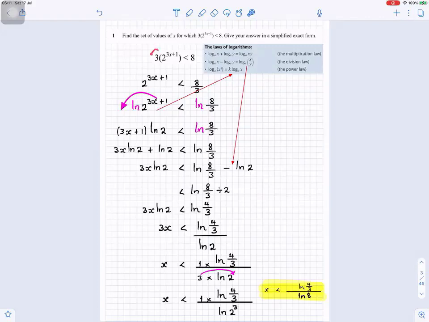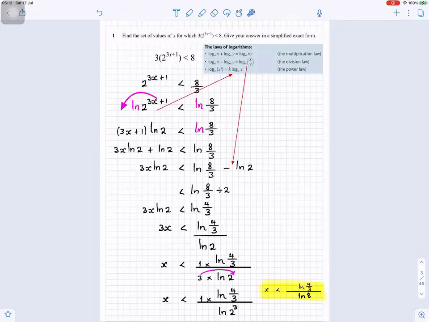So the first thing is, you take the 3 to the right hand side and it becomes divide. So it's 8 divided by 3. Now we're going to put natural log, ln, in front of both of them. So using the power law, the 3x plus 1 comes to the front. It becomes 3x plus 1 times ln 2 is less than ln 8 over 3.